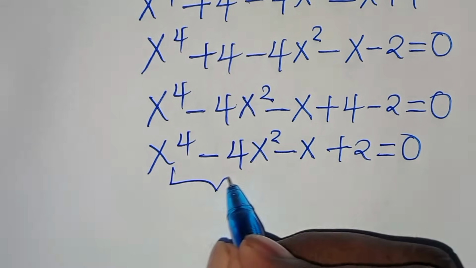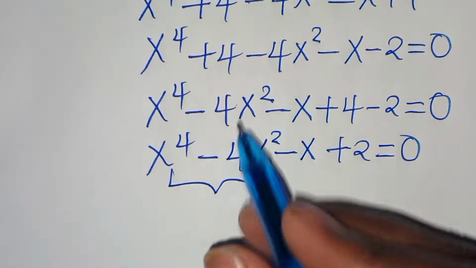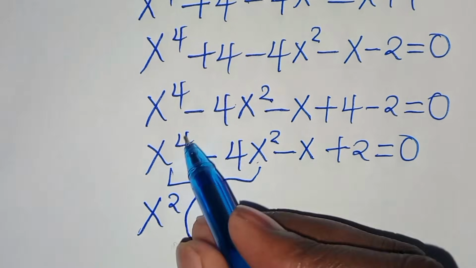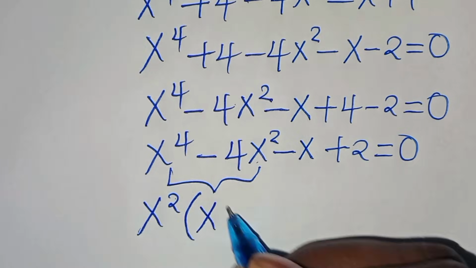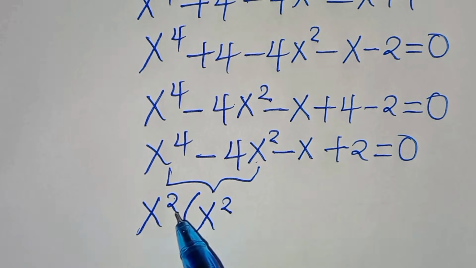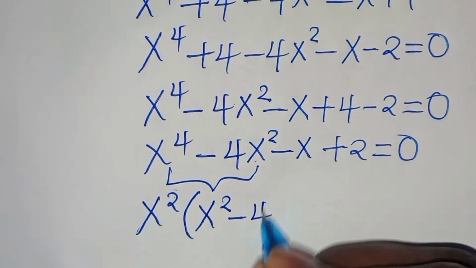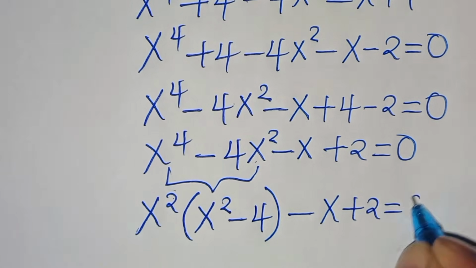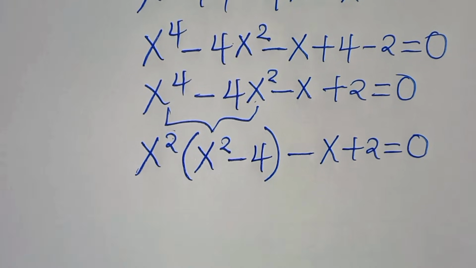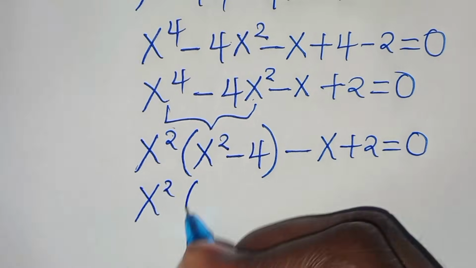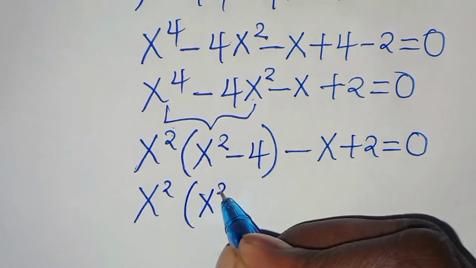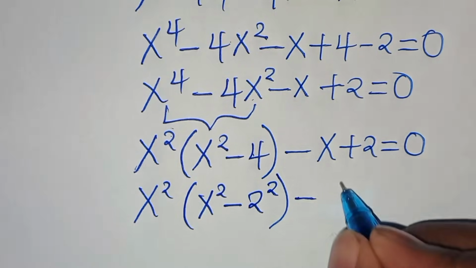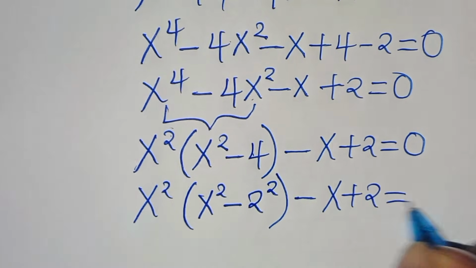From the first part here, we have that x² is common. So let's factor out x² into the parentheses. x⁴ divided by x² is x², 4x² divided by x² is minus 4, close the parentheses, then minus x plus 2, equal to 0. Now this is x² into the parentheses, x² − 4, which is 2², close the parentheses, then minus x plus 2, equal to 0.